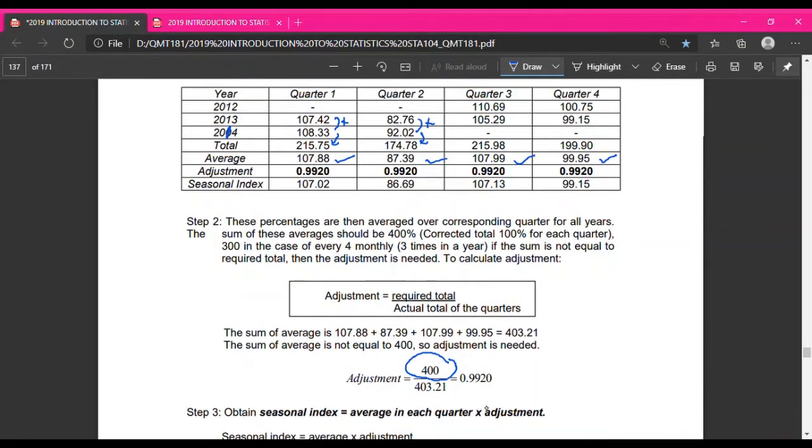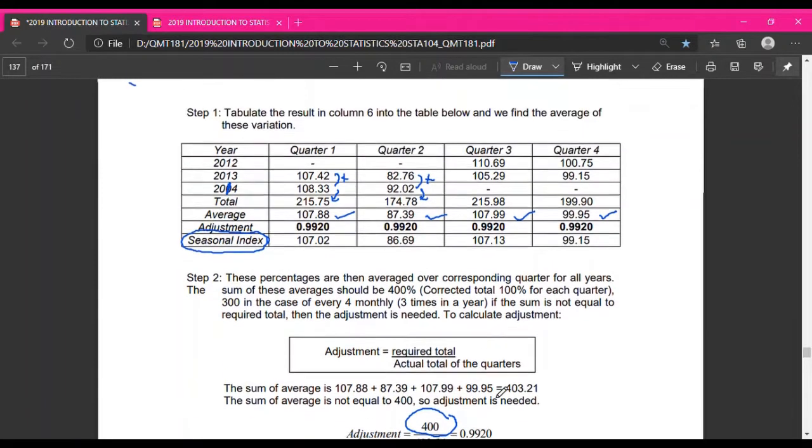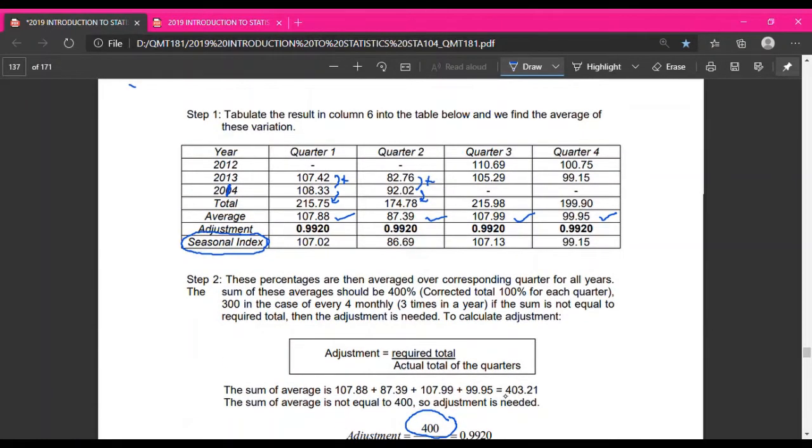Okay, kita punya main intention adalah nak cari tadi seasonal index, kan? Nak cari seasonal index for every quarter. So, the formula untuk dapatkan seasonal index adalah this one. Average in each quarter darab dengan adjustment. Average darab dengan adjustment, you akan dapat this. 107.88 multiply 0.9920, you akan dapat 107.02. 87.39 darab dengan 0.9920, you akan dapat 86.69.